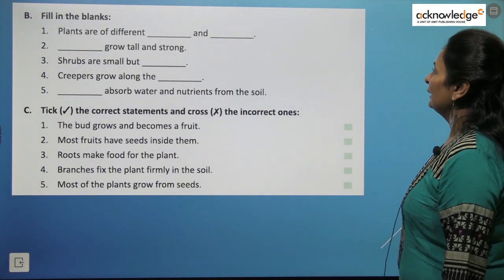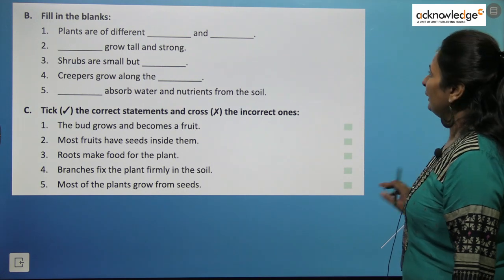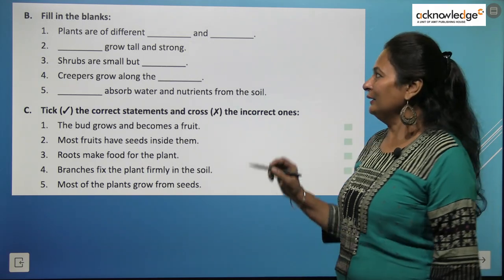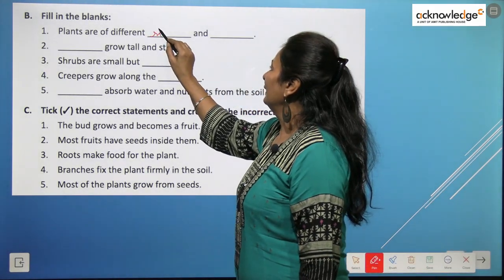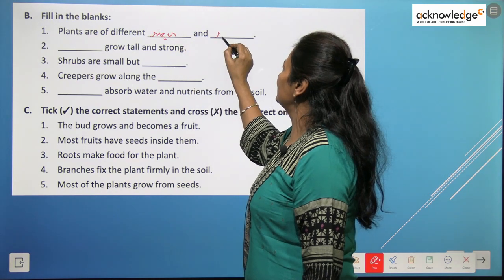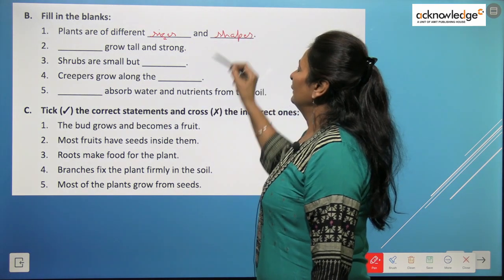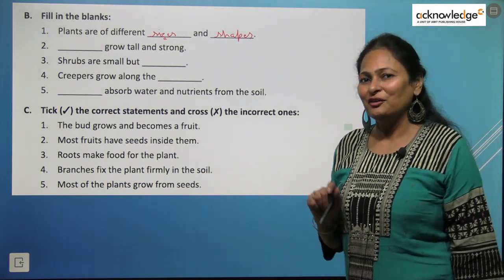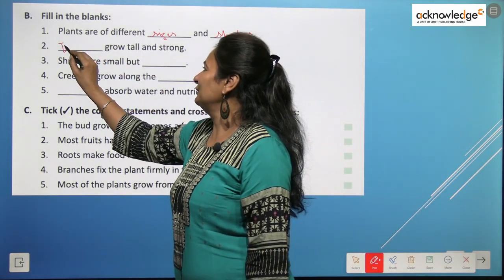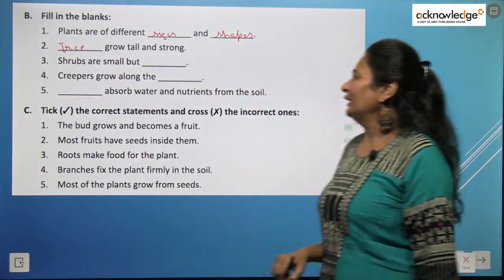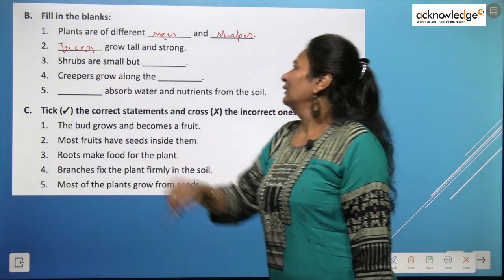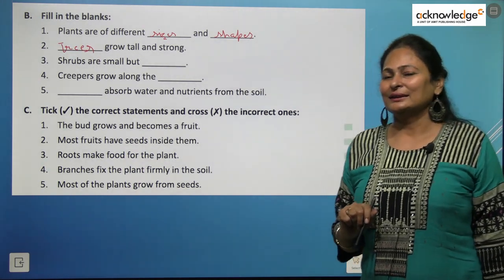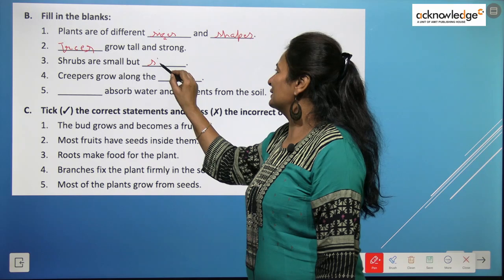Fill in the blanks. Plants are of different dash and dash. Plants are of different sizes and shapes. Second is dash grow tall and strong. Fabulous answers. You will write down tree here. Trees grow tall and strong. Shrubs are small but strong. Very good.